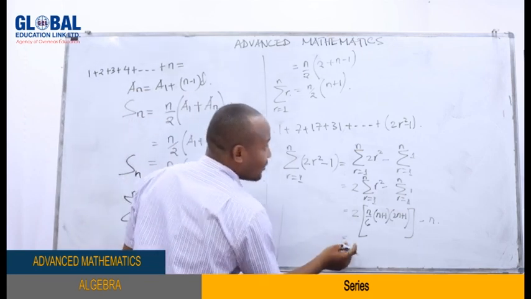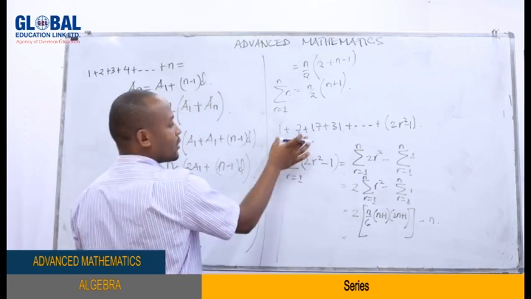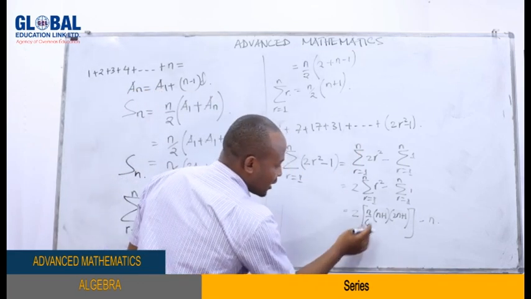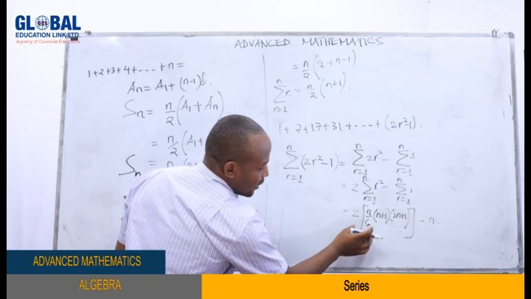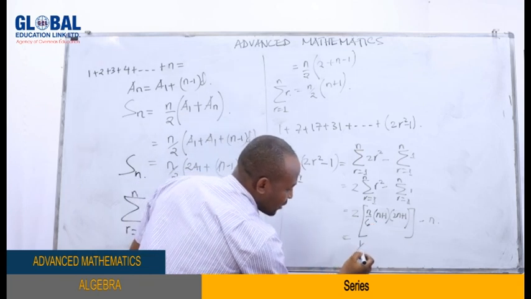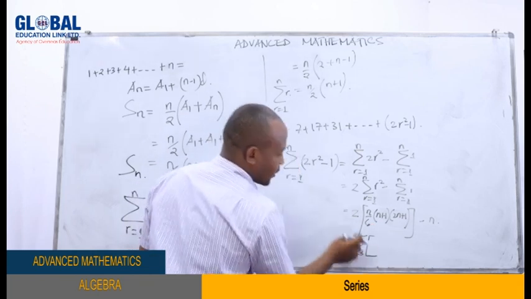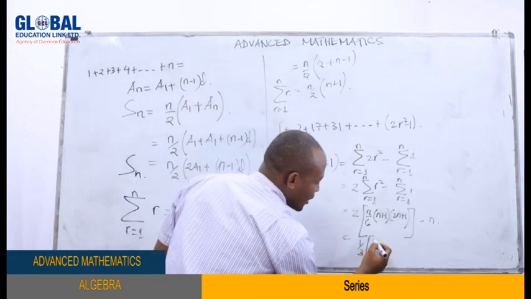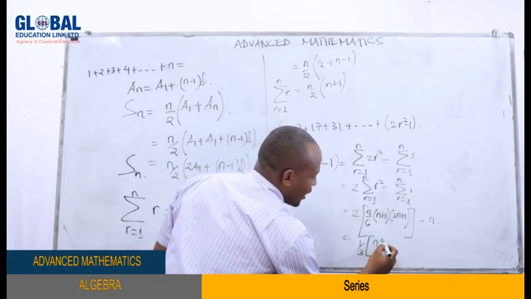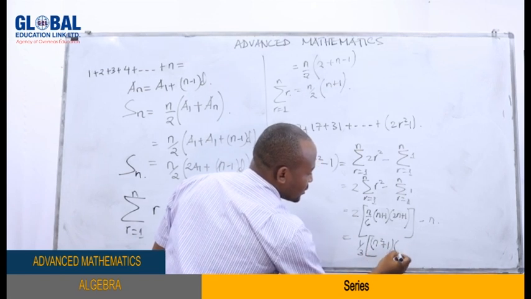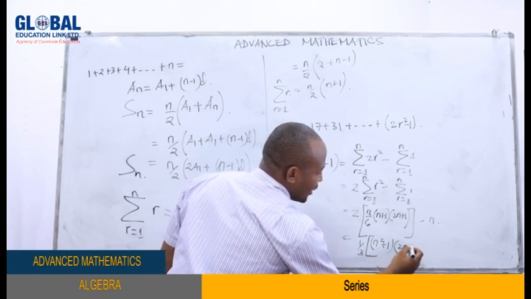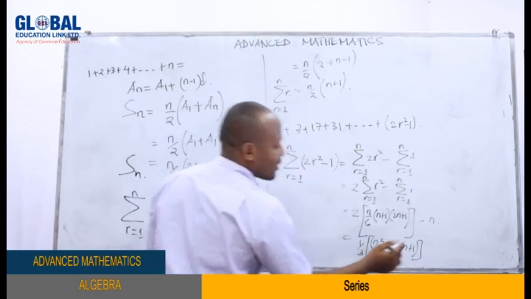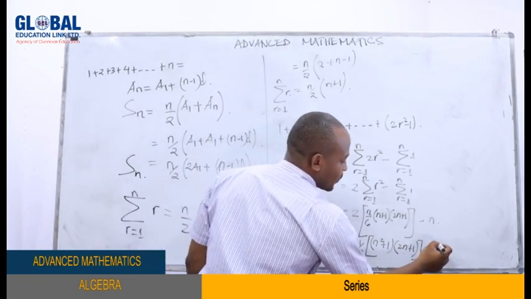So we have to simplify that so that we can write that in sigma notation. So how do we simplify that? We can open the bracket, so it will be 1 over 3. 2 and 6 will be 1 over 3. And then multiplying that, we are going to have n times n plus 1 times 2n plus 1. And all of this is multiplied by 1 over 3 minus n.